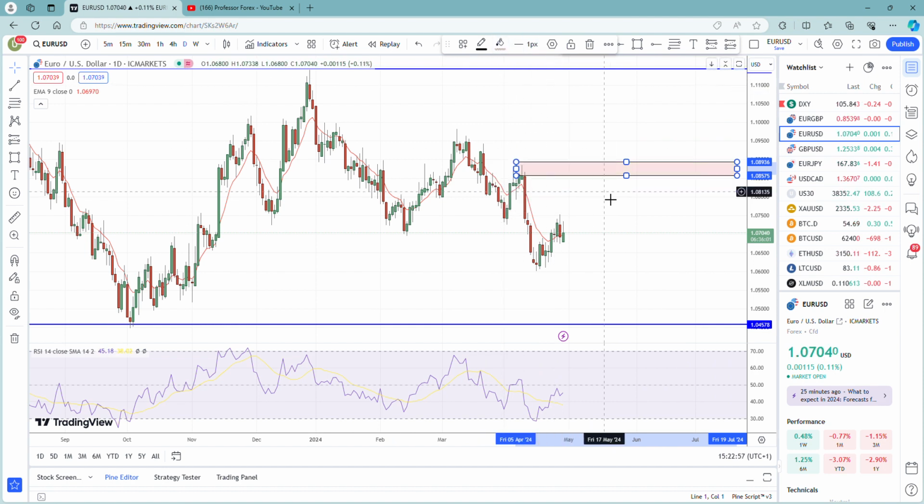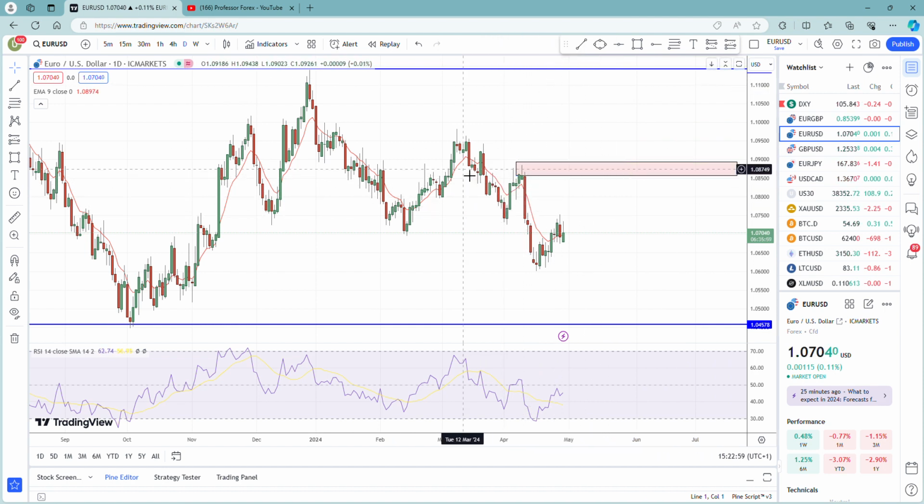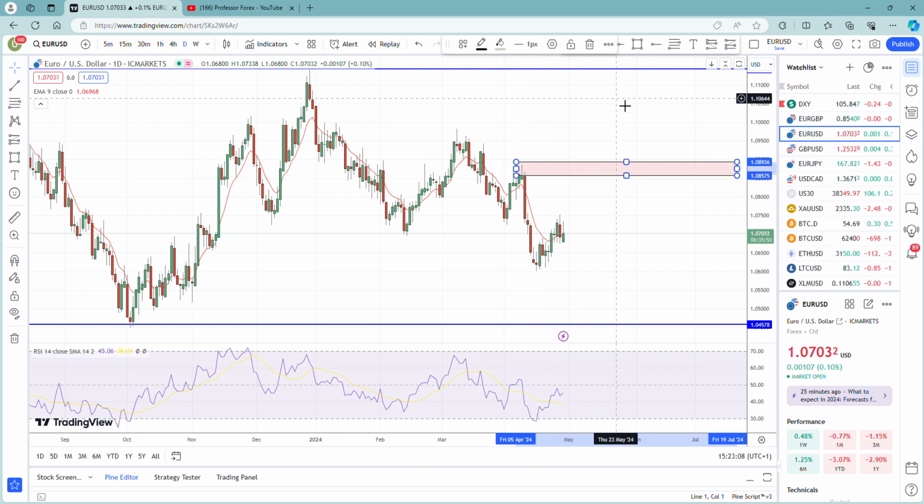I can clearly see a lower high was made here. Price changed from bullish to bearish. It made a lower high, and it's a point of reaction. So this is the most recent support on the daily.